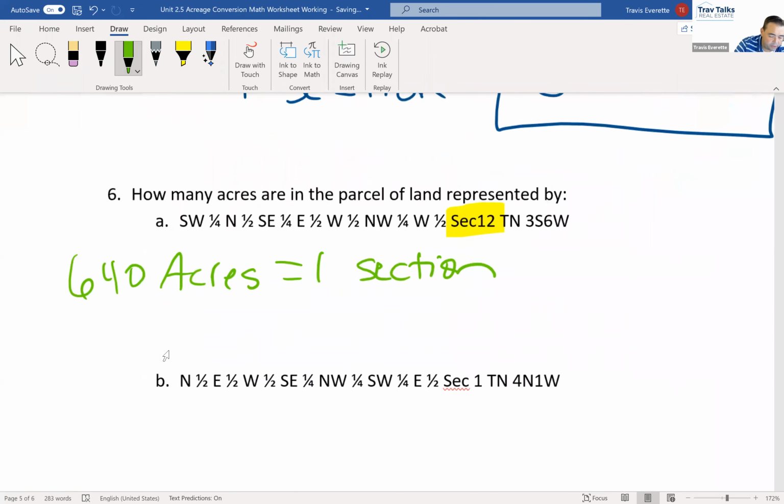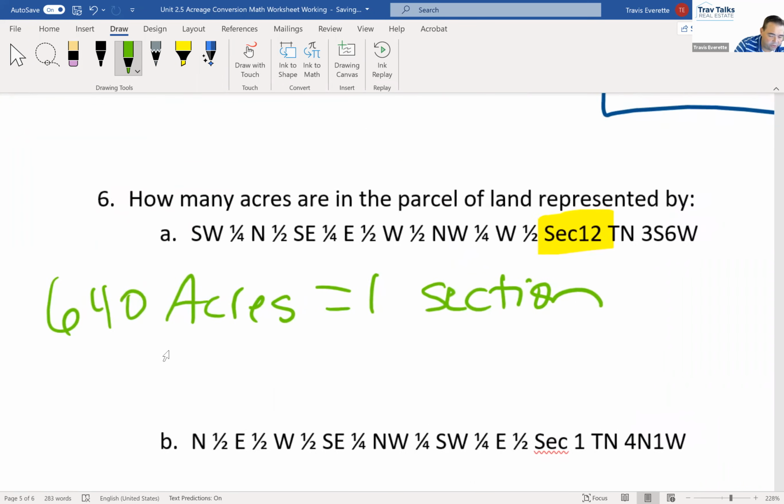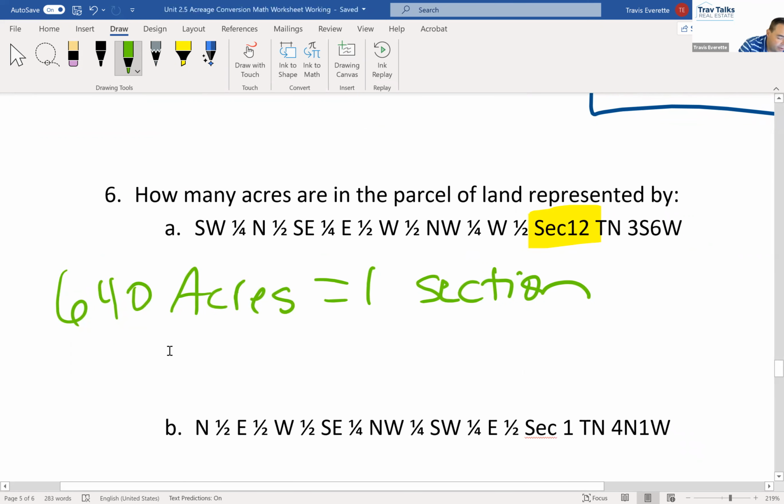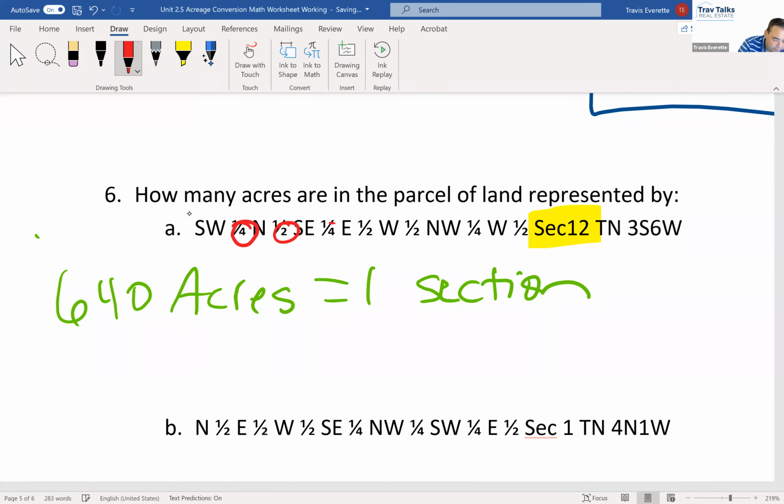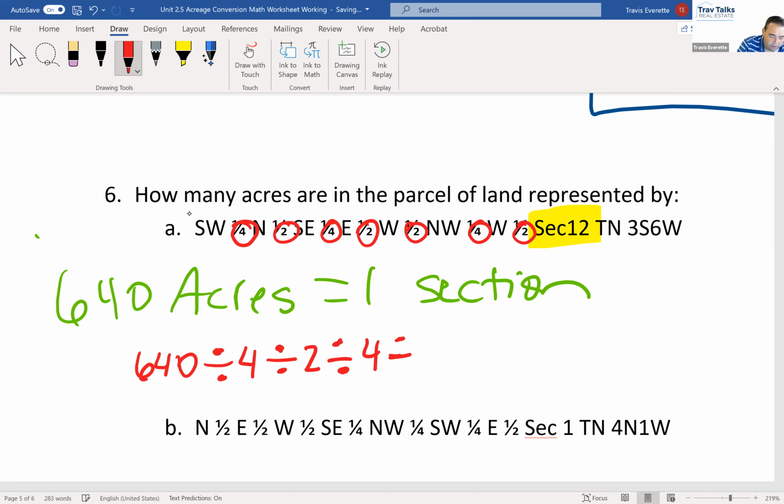And I'm going to zoom this up so you can see this a little bit better, because I want to make sure you realize just how easy this is. I want you to look at each one, and I'll circle them in red here, of these denominators, the numbers on the bottom. All we're going to do is start with 640 and hit the divide button on our calculator and divide by each one, never stopping. Divided by 4, divided by 2, divided by 4, divided by 2.